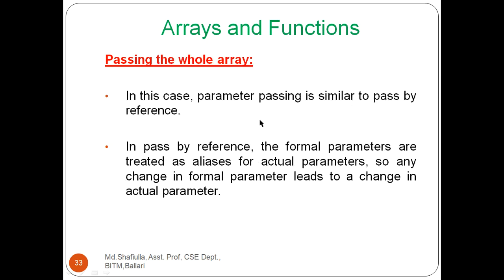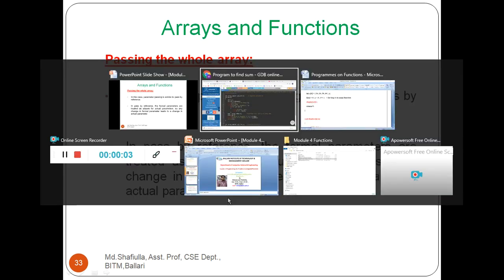So the second method is passing the whole array. In this case, parameter passing is similar to pass by reference. When you pass the whole array, it is similar to pass by reference. In pass by reference, what is going to happen? The formal parameters are treated as aliases for actual parameters. That is, any change you make to a formal parameter will actually lead to a change to the actual parameter in the calling function.